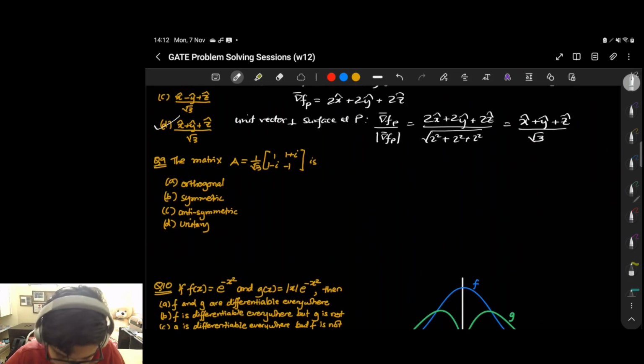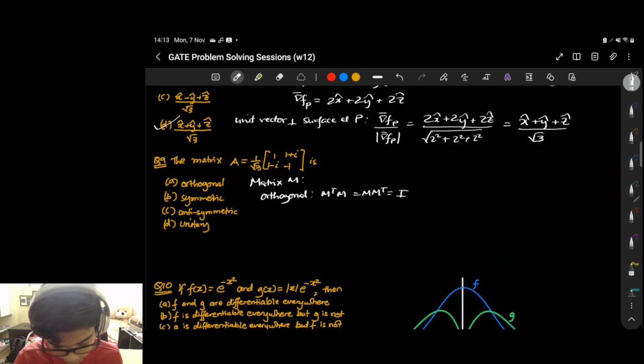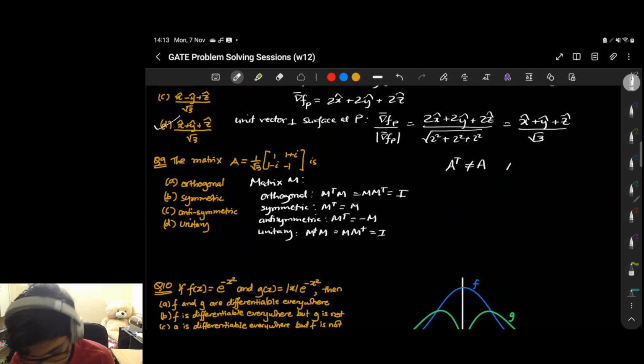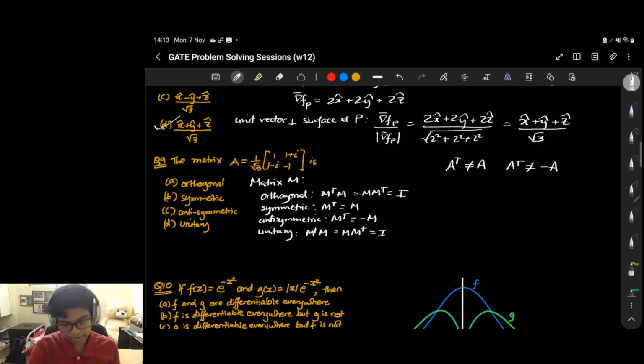The matrix A given as follows is, we need to find out whether it is orthogonal, symmetric, antisymmetric, or unitary. Now, for any matrix M, it is orthogonal if M transpose M is equal to M M transpose, which is equal to identity. It is symmetric if M transpose equal to M. It is antisymmetric if M transpose equal to negative M, and it is unitary if M dagger M equal to M M dagger, which is equal to identity. Now clearly, in our case, A transpose is not equal to A, and A transpose is also not equal to minus A. So options B and C are ruled out.